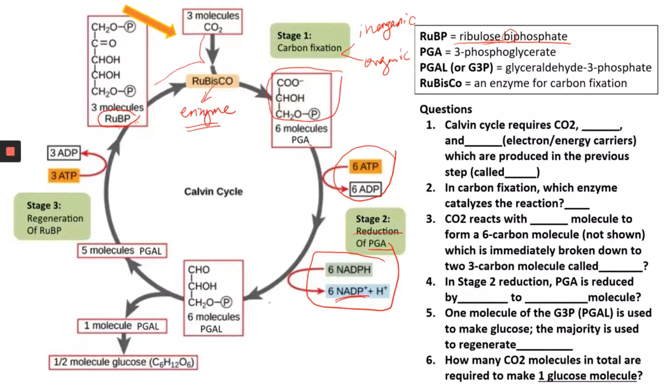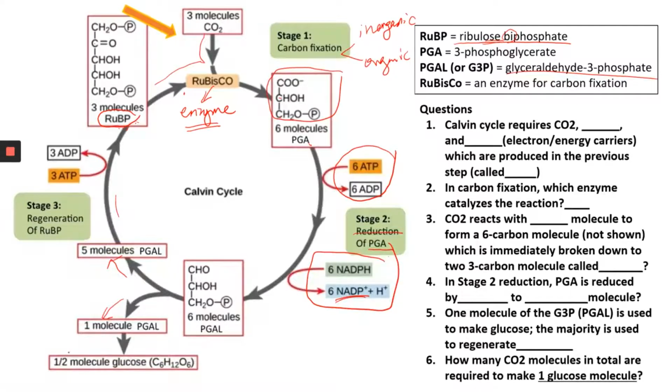And this is going to continue to go. It will be converted to PGAL, or G3P, that's the full name. And then this PGAL eventually is going to kind of split. So you have one molecule coming down here, which will become glucose. And I'll explain why there's the half over there. And then the majority of it, 5 molecules of PGAL will go back into this cycle. And then it's going to be used to regenerate this ribulose biphosphate so that you can use that in the next cycle to fix more carbon. Okay, so that's the general process.